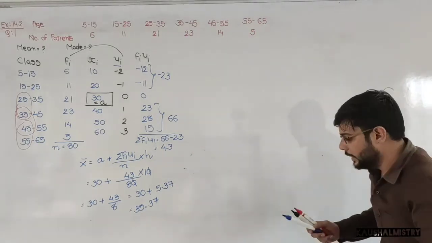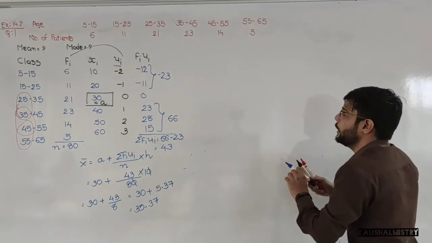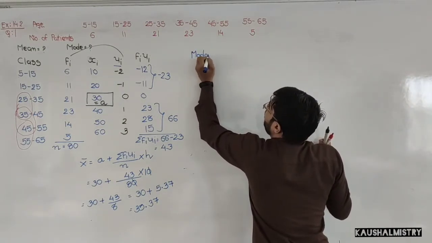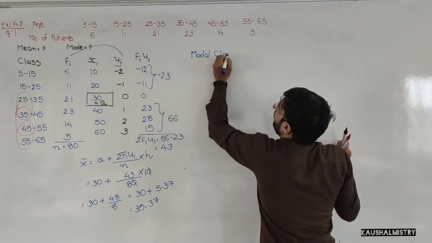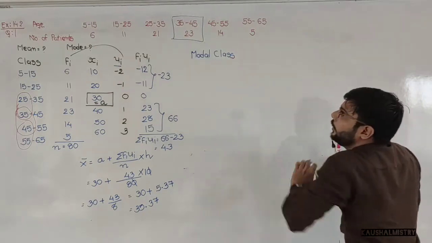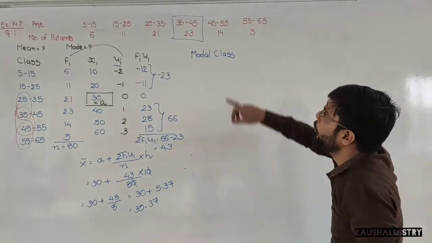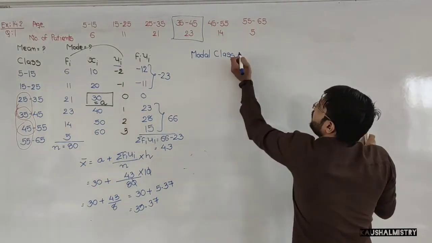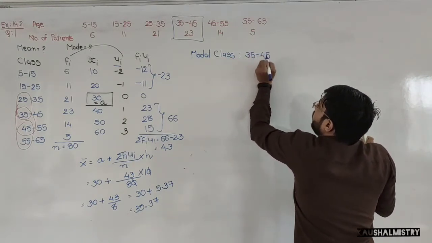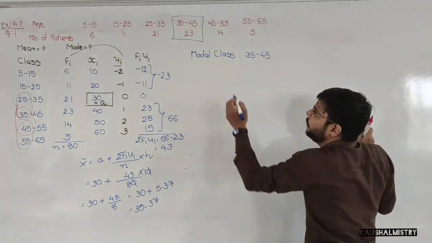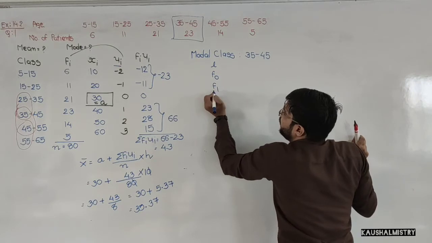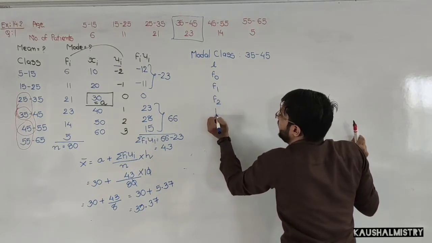Now we have to find mode. So for finding mode, we have to find modal class, and modal class will be where frequency is maximum. We can see that frequency is maximum at 35-45. So modal class will be our 35-45. So for finding mode, we need L, F0, F1, F2 and H.